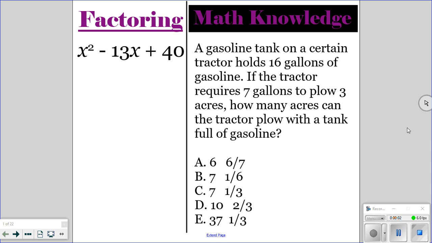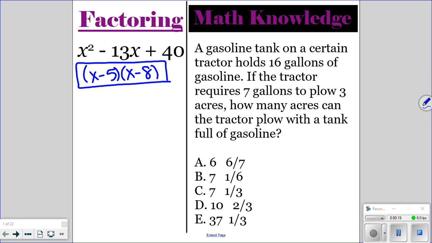All right, so y'all go ahead and do the factoring and the math knowledge question for today. Pause the video, and then once everyone is finished, you can unpause the video and I'll go over the correct answers. So for the factoring, you're going to have x minus 5 times x minus 8.